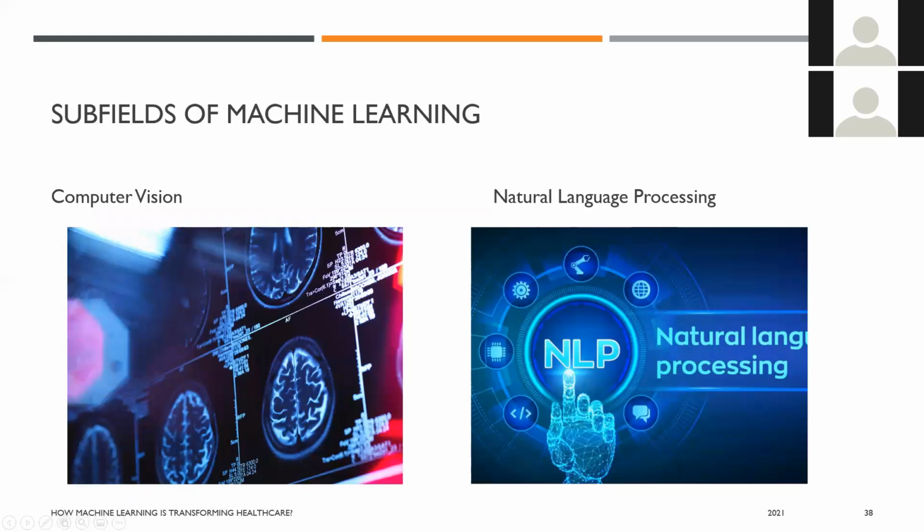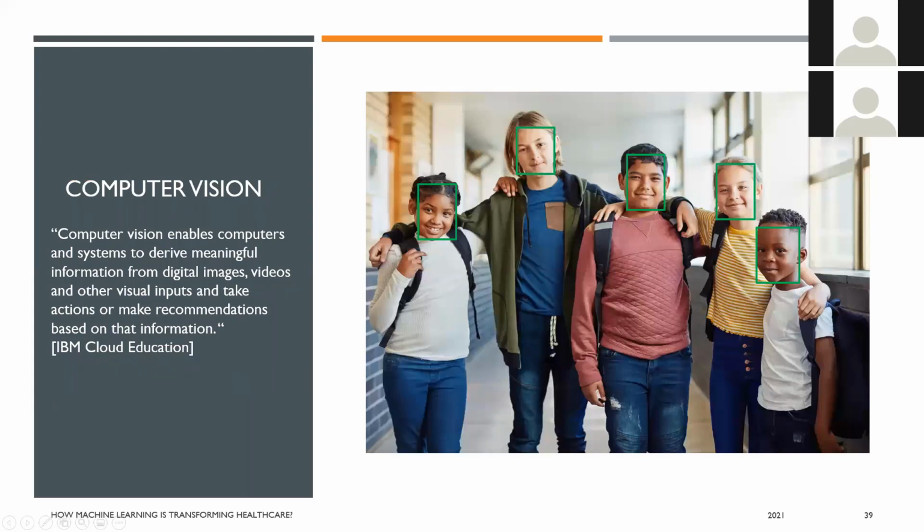Now is the time to look into two major subfields of machine learning, computer vision and natural language processing, or NLP. So computer vision enables computers and systems to derive meaningful information from digital images, videos, and other visual inputs and take actions or make recommendations based on that information. In other words, computer vision focuses on developing techniques and methods through which machines are able to understand and sense their surroundings. For example, image detection, object detection, scene reconstruction, image and video pre-processing, and scene segmentation are all types of computer vision.